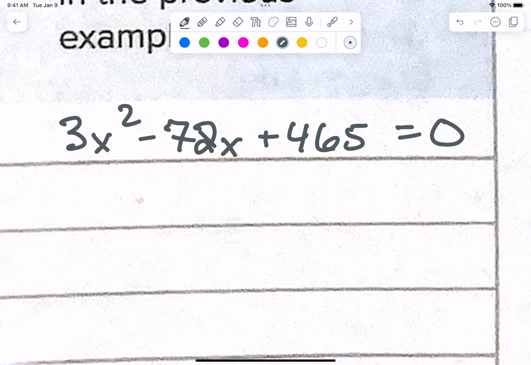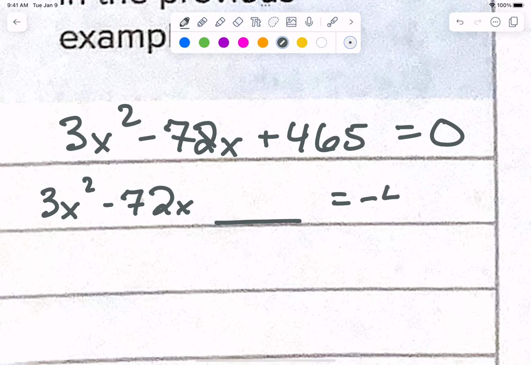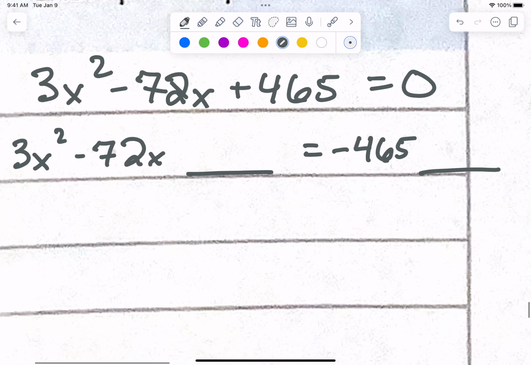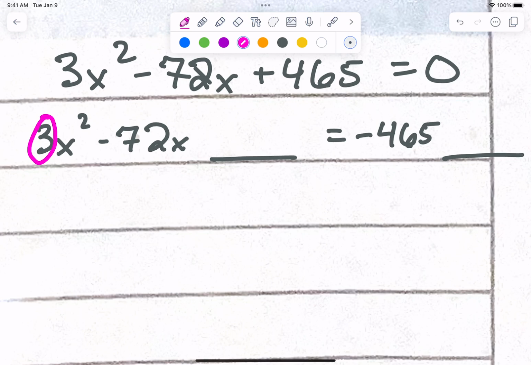The first step is to get the number on the other side. So subtract it. 3x squared minus 72x, and I leave a little bit of room, equals negative 465. And then I leave a blank over there. Now, here's the problem. I have a number in front of this x squared. We divide everything by 3. Divide by 3, divide by 3, divide by 3. Everything gets divided by 3 that's already there.